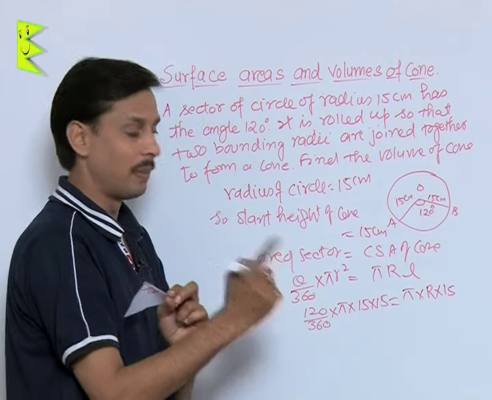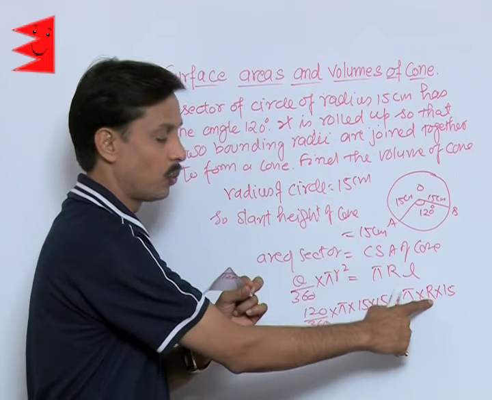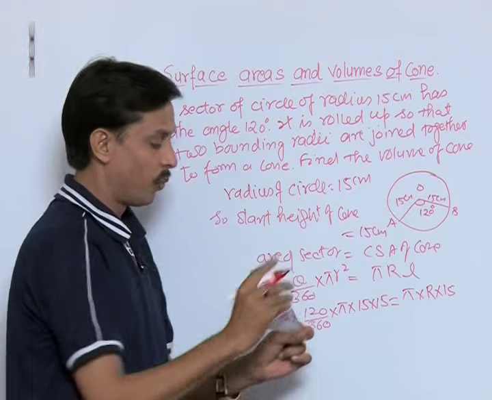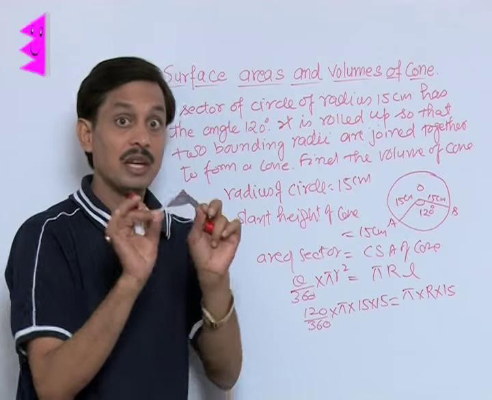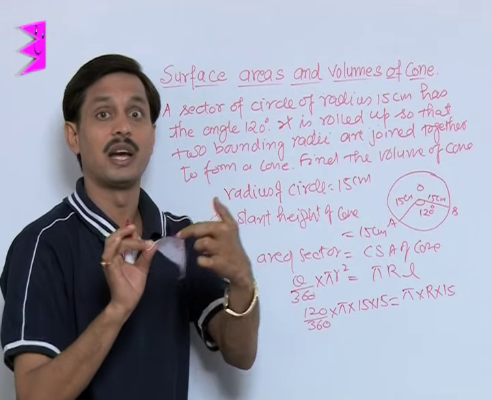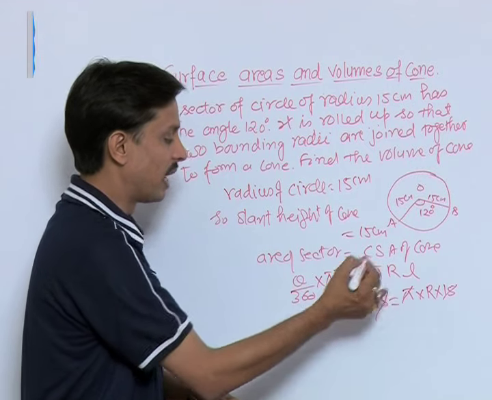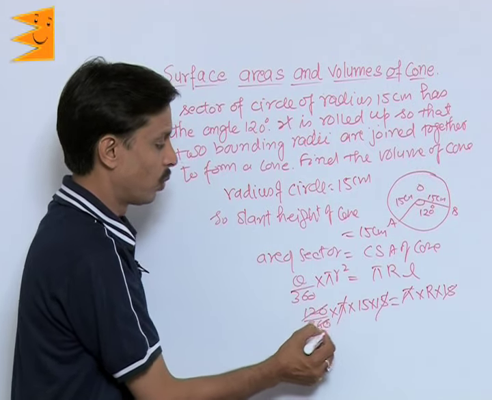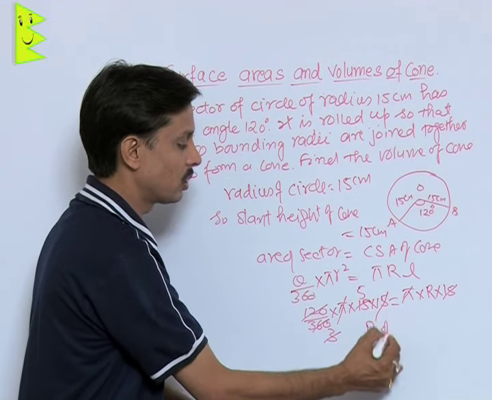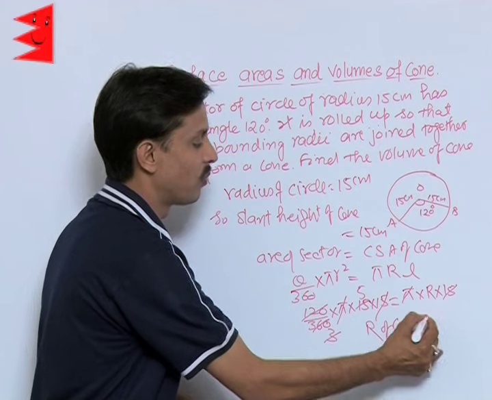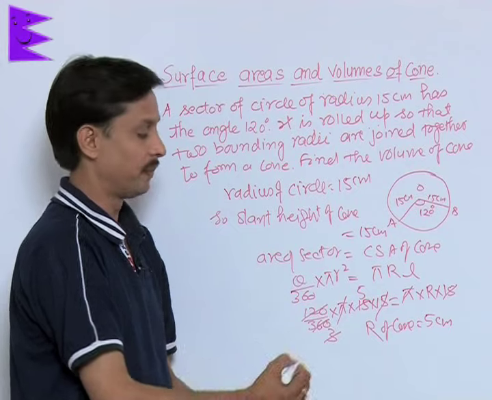15. Please remember, this capital R is the radius of cone and this value is not 15. Whenever you are folding a sector to form a cone, the radius of sector is the slant height of the cone. So this 15 cancelled, this pi gets cancelled, 120, 3 times, 3, 5 times. So the radius of cone becomes 5 centimeter as per the unit.